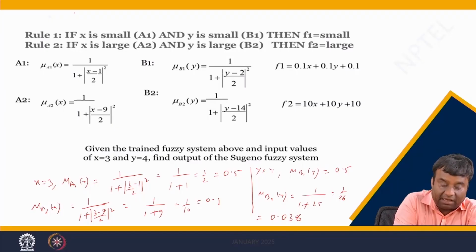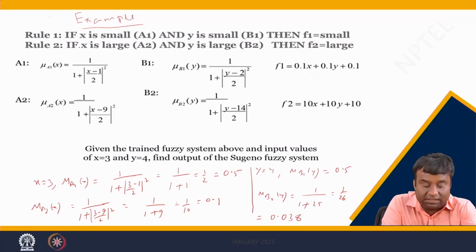So there is one example where we calculate only the output. In this example, rule 1 is that if x is small, that is A1, and y is small, that is B1, then f1 is small.